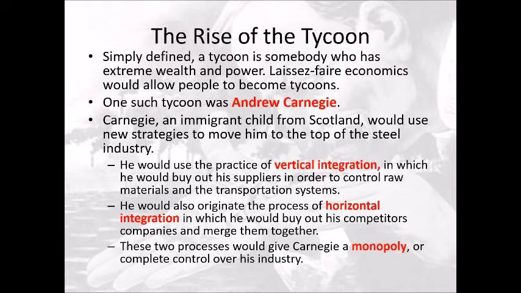He would also originate the process of horizontal integration, in which he would buy out the competitors' companies and merge them together. These two processes would give Carnegie a monopoly, or complete control over his industry. Today in the United States, monopolies are illegal, but it seems like here lately in America, they're looking the other way, because right now the cable companies are almost down to one. A couple of other businesses are almost down to one too. They're not going to say we're laissez-faire right now, but we're coming real close to going back to the way it was when these tycoons were on the rise.